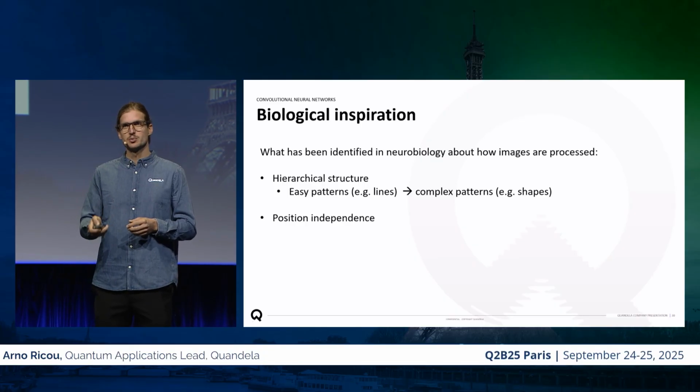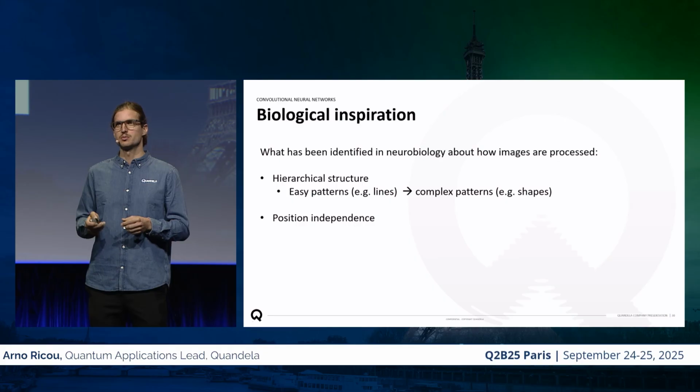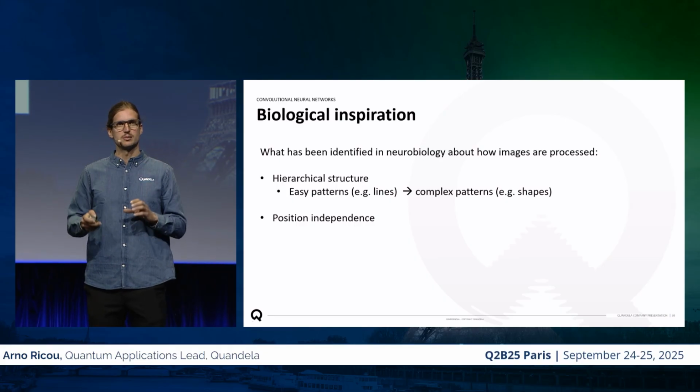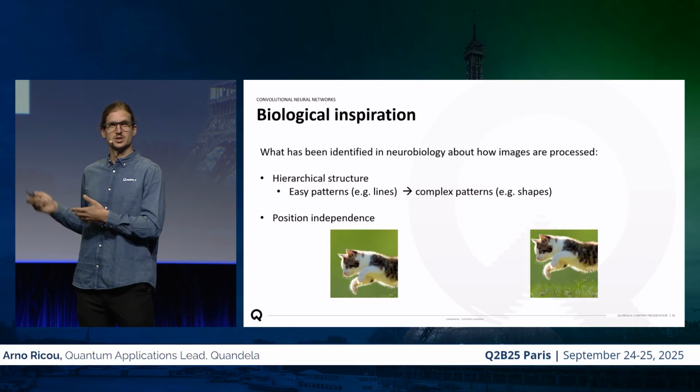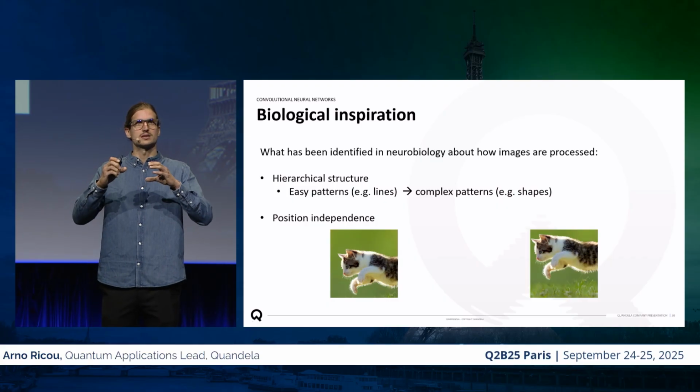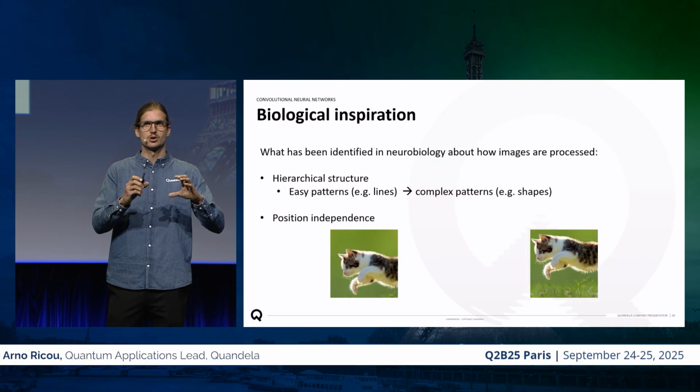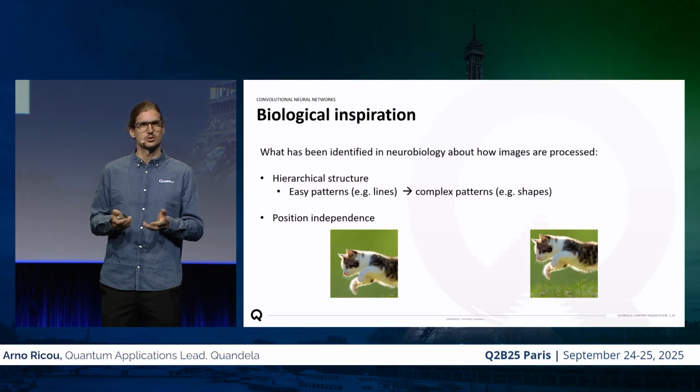There's also a key part, which is position independence, meaning however you translate the image, it remains the same image. This can be shown with this little cat. If this little cat is up high in the air or close to the grass, it's actually the same cat that you want to recognize.